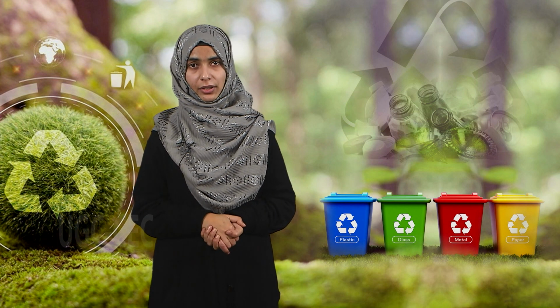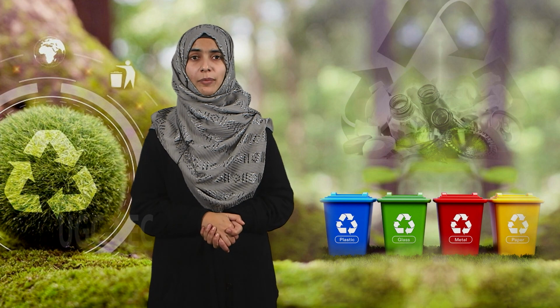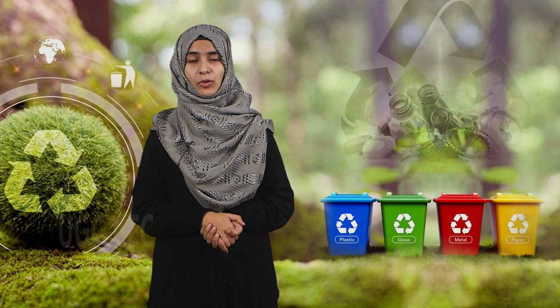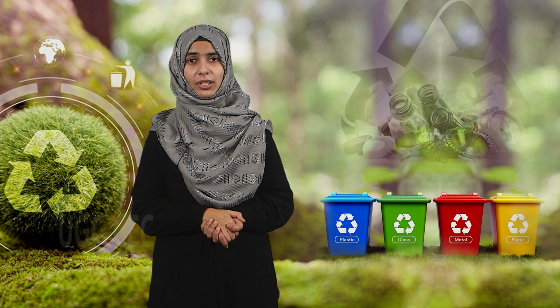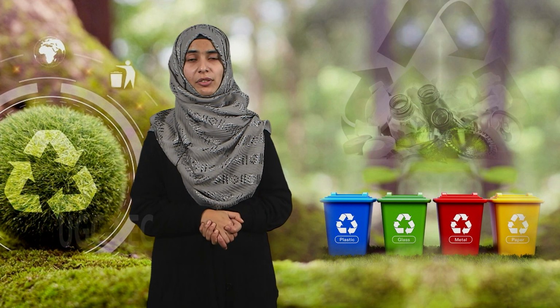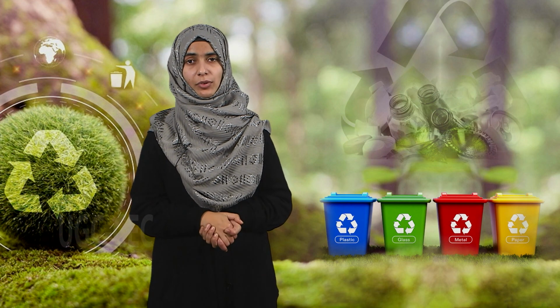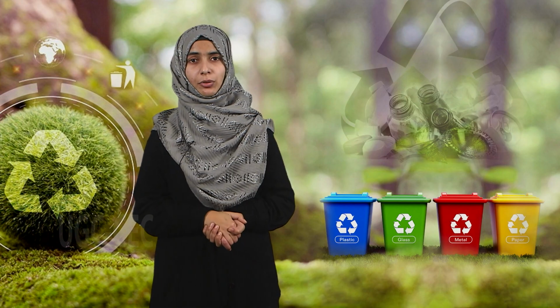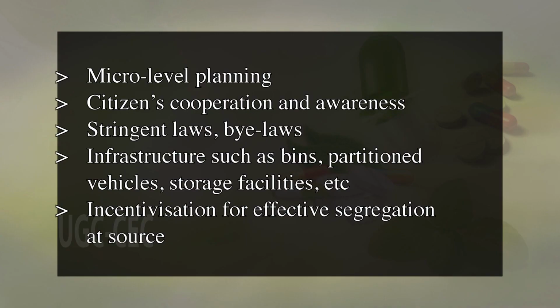The provision for penalties should be made known to the people, and details of those punished should be publicized widely to deter others. The above observations indicate the test-checked ULBs made very little effort to emphasize the importance of segregation of waste at source. This is due to lack of micro-level planning, citizen cooperation and awareness, stringent laws, bylaws, etc., infrastructure such as bins, partitioned vehicles, storage facilities, and incentivization for effective segregation at source.